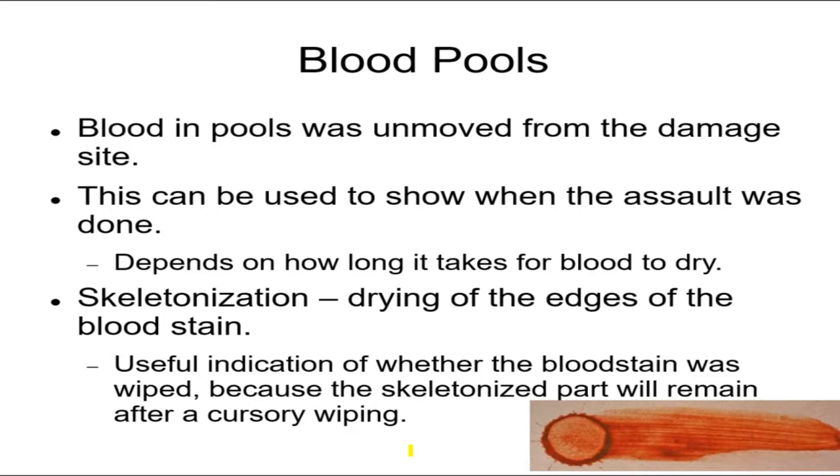And there are also what are called blood pools, that is, blood that stays in one place and builds up in one place. So again, this shows that the victim was there for a long time after he was damaged. And if there's a blood pool, again, you can pretty much recognize that this is where the assault was done. And very often you find skeletonization.